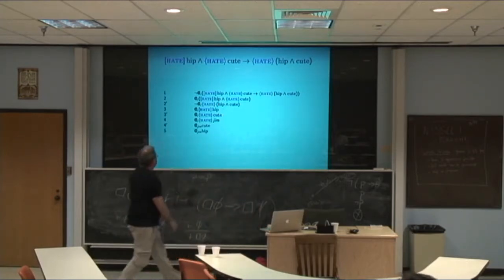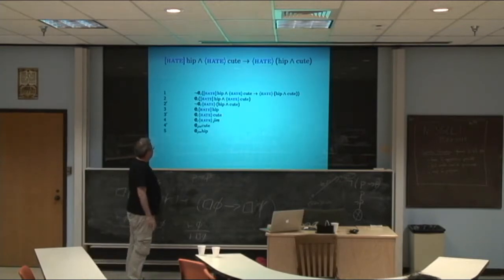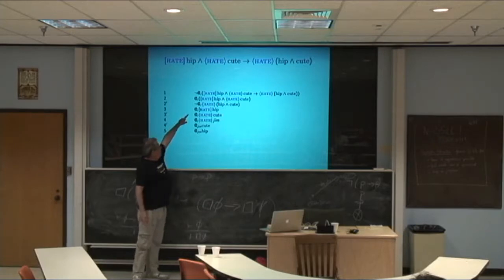And just rounding this out, so at Jim hip. So why does Jim have the property of being hip? Can anybody tell me? Line three. Not just line three. Three and? Four. No, it's line that one and that one. You're saying, I hate everyone who's hip. I hate everyone who's hip, and I hate Jim.